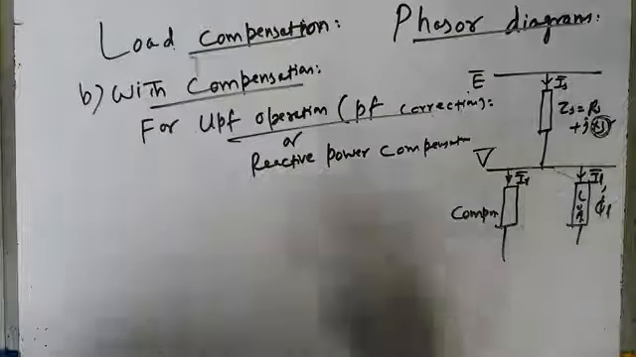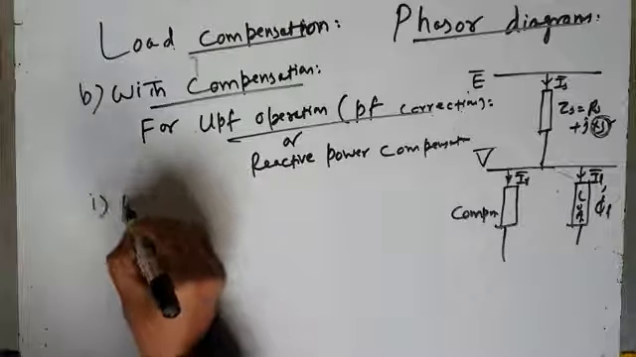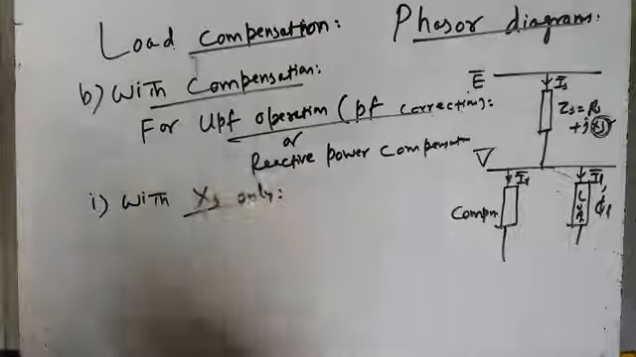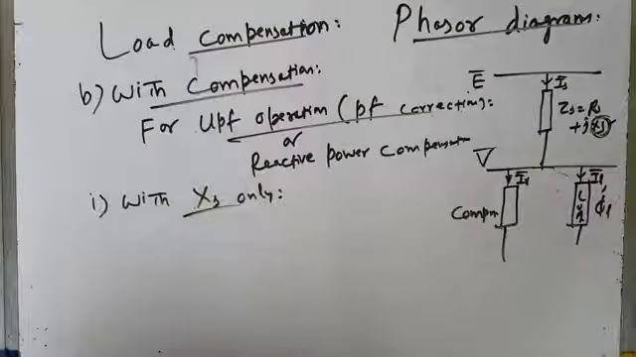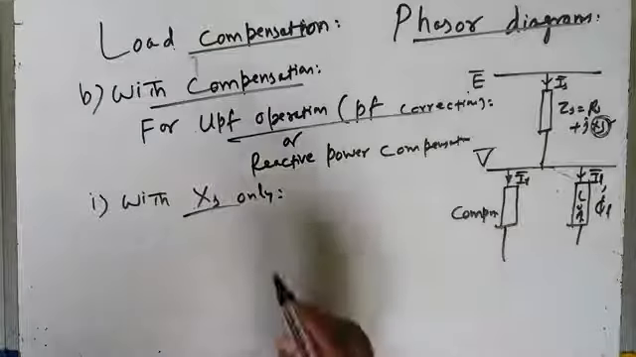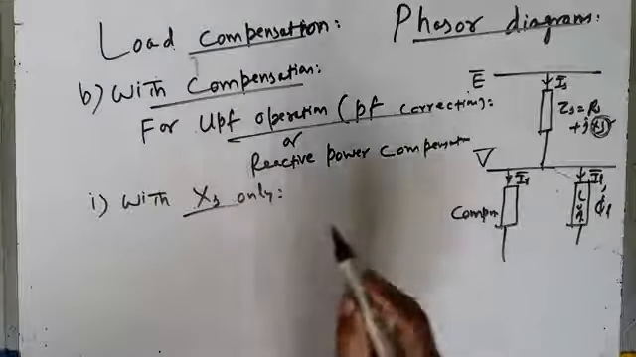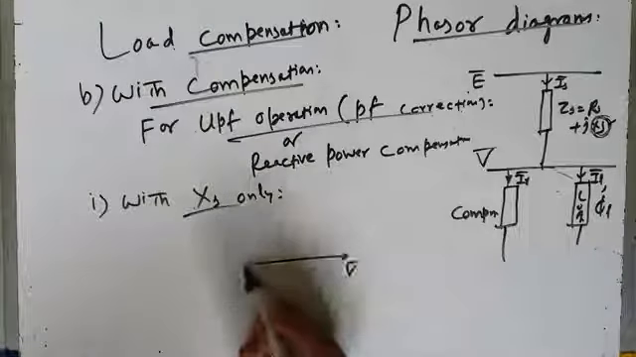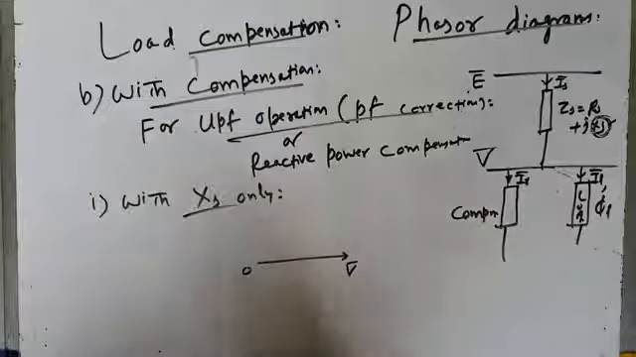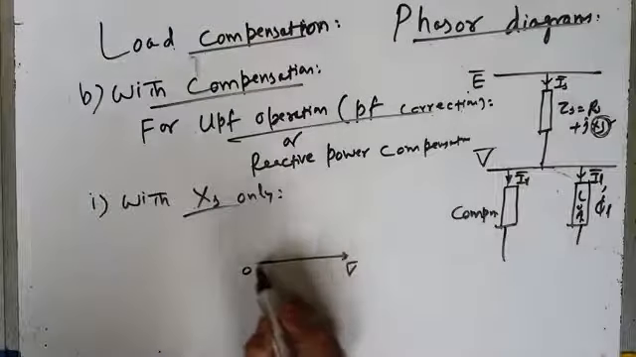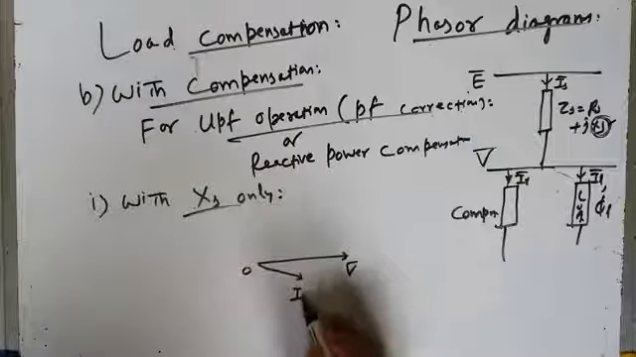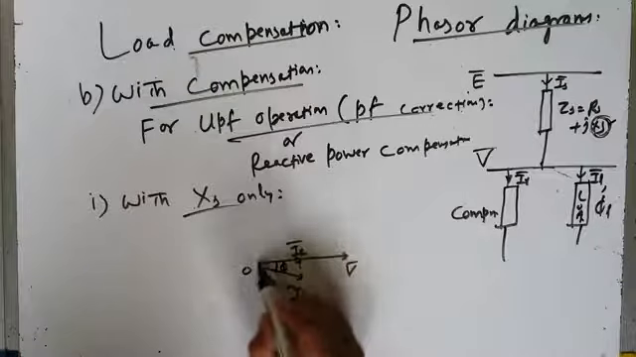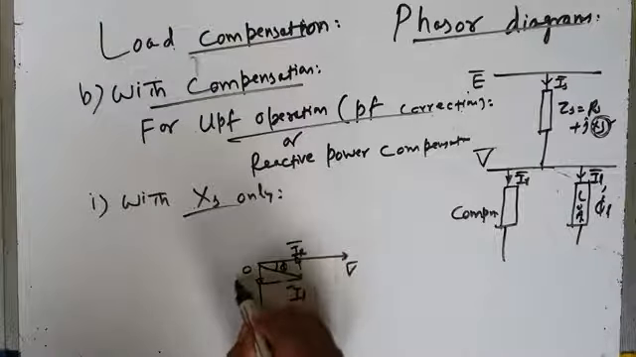Let's see how. Here also, first of all, we will take XS only, line reactance only. And later on, we will take XS and RS both. With XS only, this is load bus voltage V, okay, and this is load current IL. It has in-phase component IR and it has quadrature component jIX.